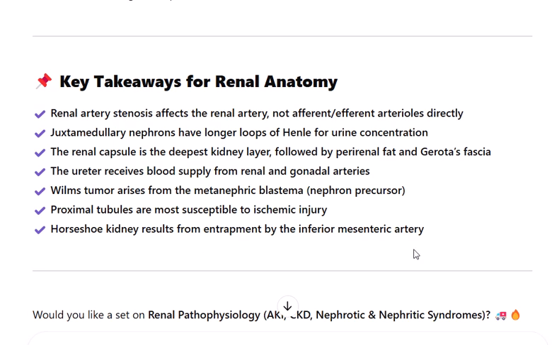The renal capsule is the deepest kidney layer, followed by perirenal fat and Gerota's fascia. The ureter receives blood supply from renal and gonadal arteries. Wilms tumor arises from the metanephric blastema, nephron precursor. Proximal tubules are most susceptible to ischemic injury. Horseshoe kidney results from entrapment by the inferior mesenteric artery.